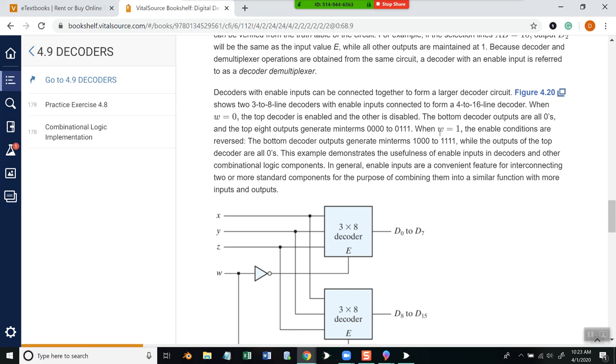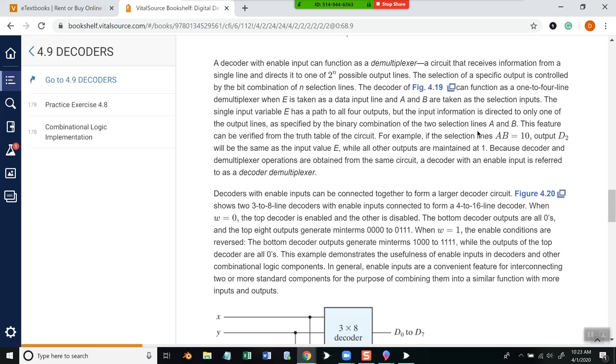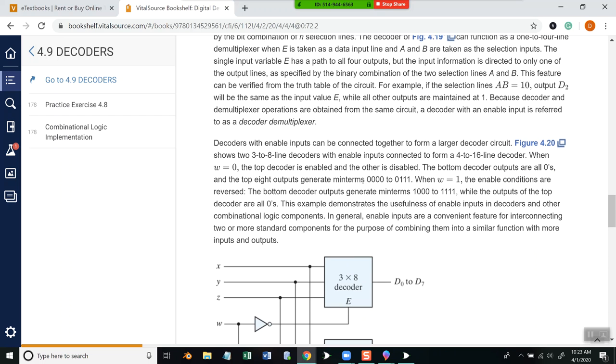Okay, I was wondering why W had an inverter on it. W is our enable, I think. When W is equal to 0, the top decoder is enabled, and the other is disabled. The bottom decoder outputs all zeros, and the top 8 outputs generate our minterms. And when W is equal to 1, the enable conditions are reversed. Okay.